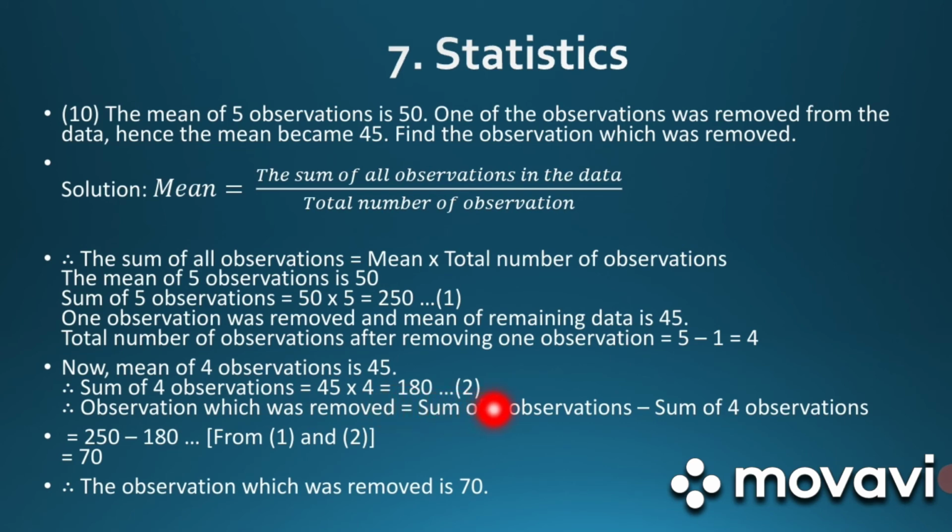Let this be 2. Therefore, the observation which was removed is equal to the sum of 5 observations minus the sum of 4 observations. That is equal to 250 minus 180, which is equal to 70. This is from 1 and 2. Therefore, the observation which was removed is 70.